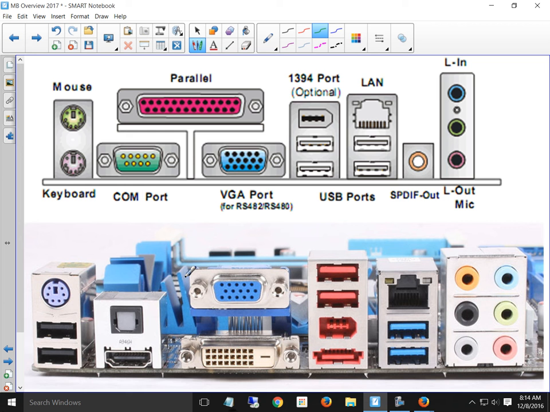Let's see. What are these? USB. They're red. What does that mean? I don't know what red means, but I know what this means. 3.0. 3.0, right? This is my Ethernet for my LAN connection. Anybody know what that is? Okay, that one is called FireWire.